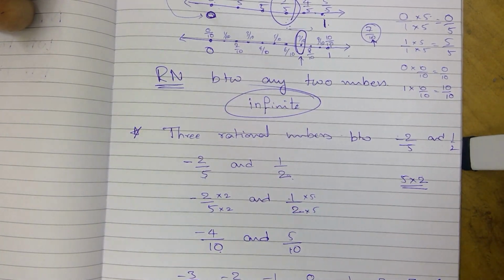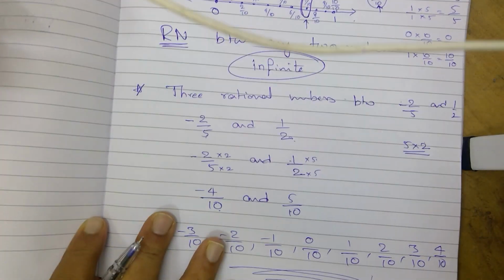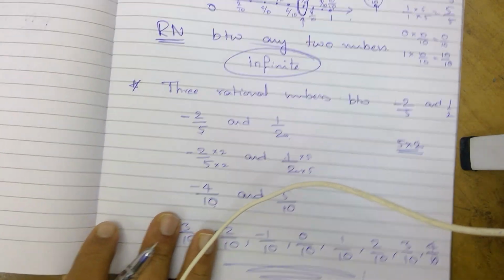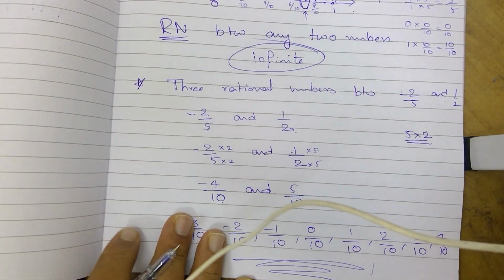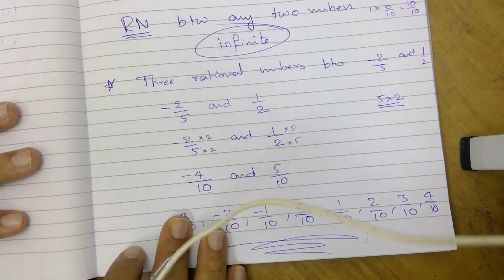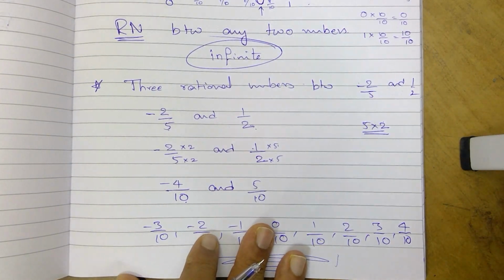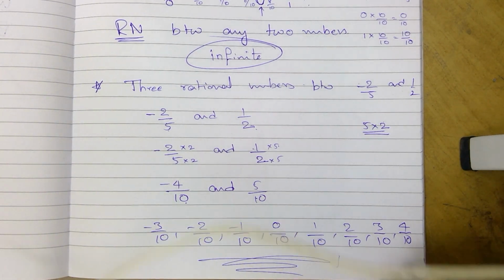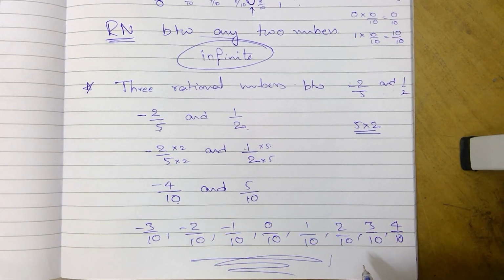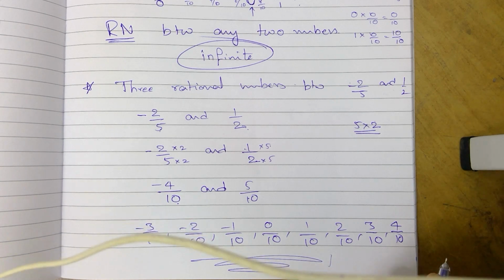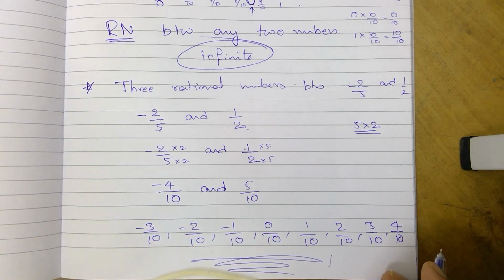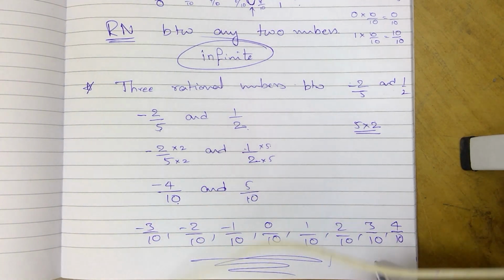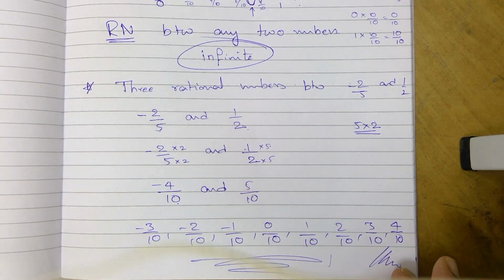These many rational numbers you have. Is it right? So out of that, any three you can take and write. Got it, my dear students? So these are some of the main concepts which can be asked.